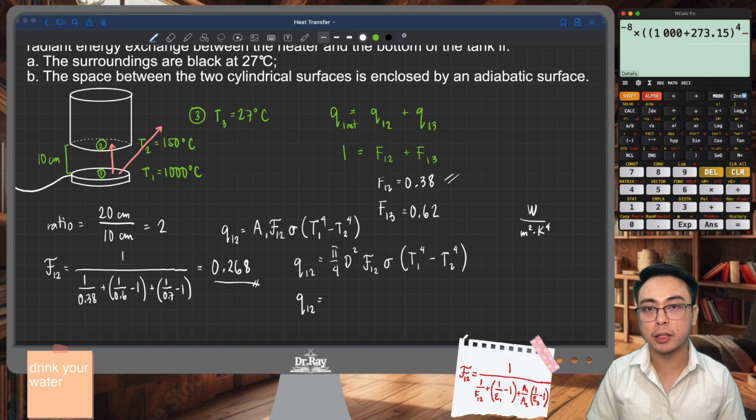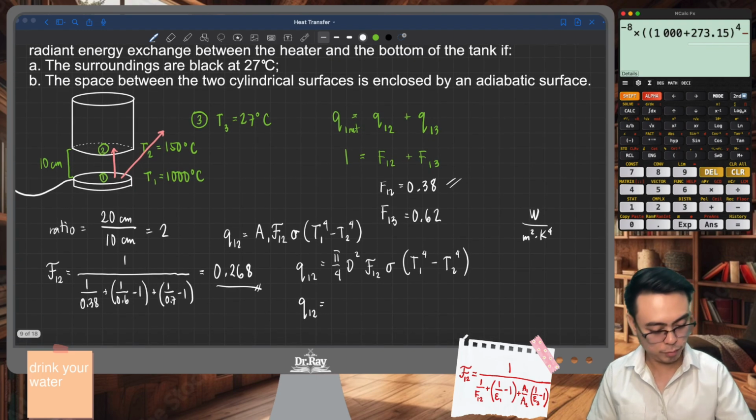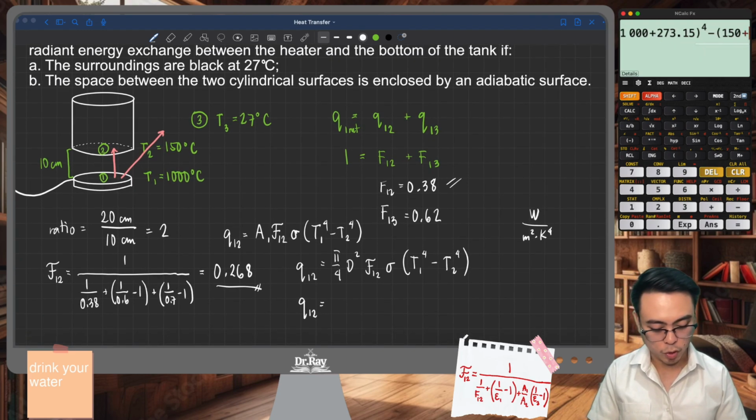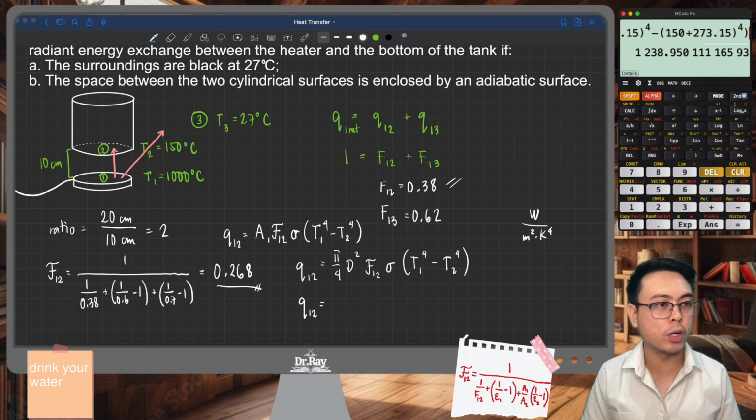Minus the temperature of the bottom of the pan is 150 degrees Celsius. Do not forget to convert that to Kelvin. This is our answer. It's 1,239 watts.